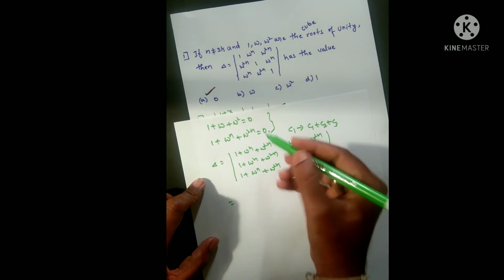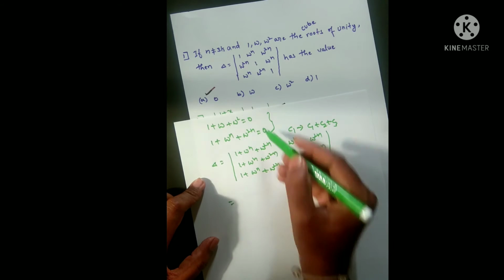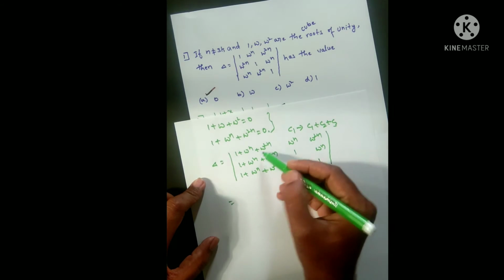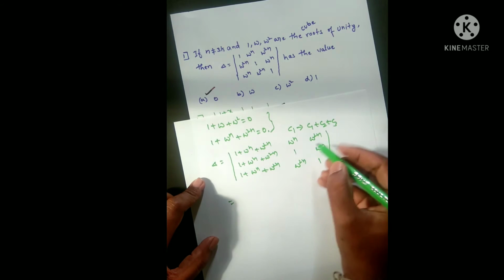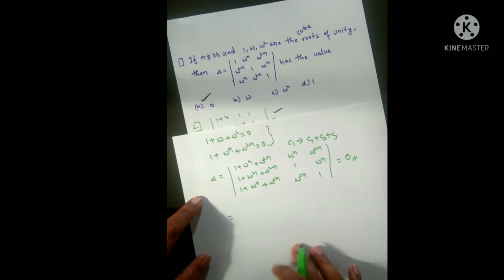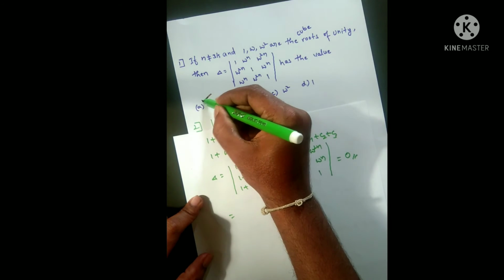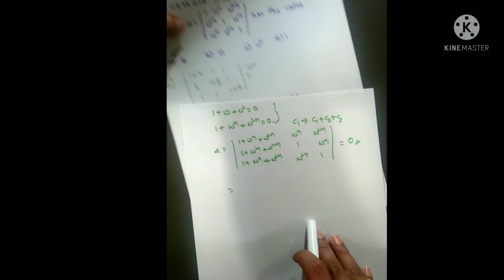Using the properties of the cube roots of unity, the value of the first column becomes 0. Each element of the first column is 0, so the value of the determinant is 0. Then which option is right? The first option is right. Next, the second one. What is the second one?